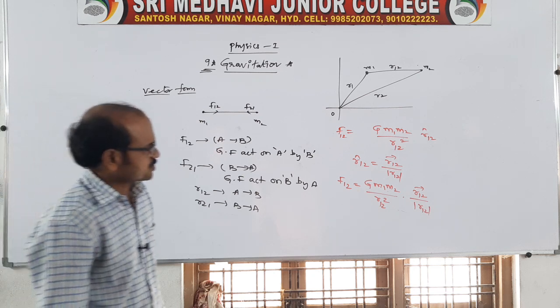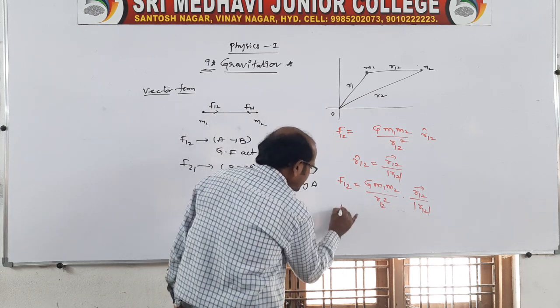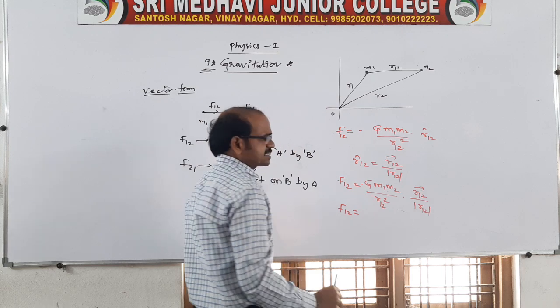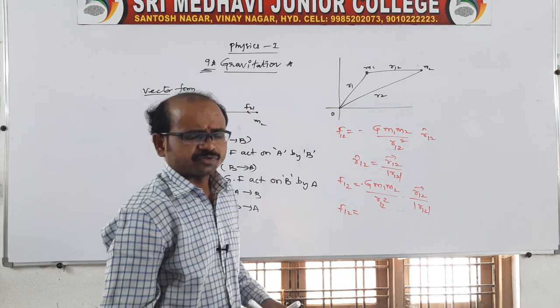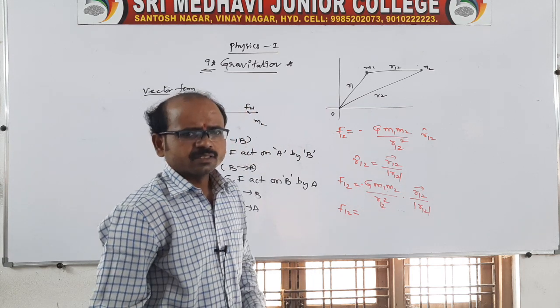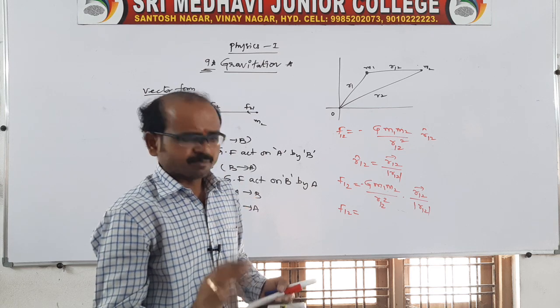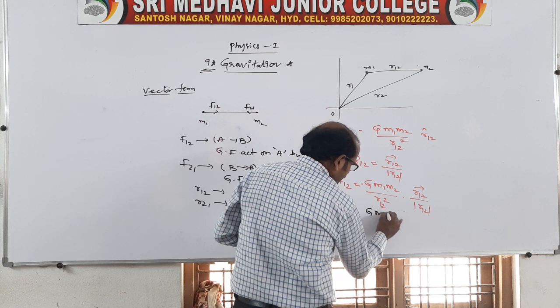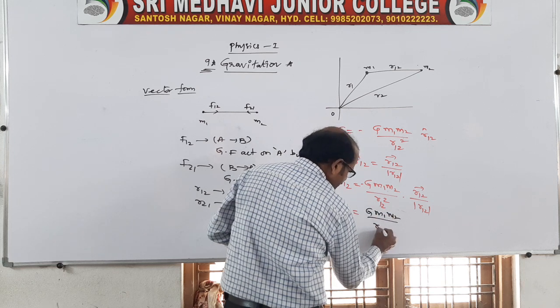So here we can also say, if r12 is there, then 12 we can write. We can also take a minus. What does minus indicate? It is always attractive. If you write it or not, it is to be understood. Minus we can also mention. Of course, you need not write it. If you want to write it also, nothing will happen.